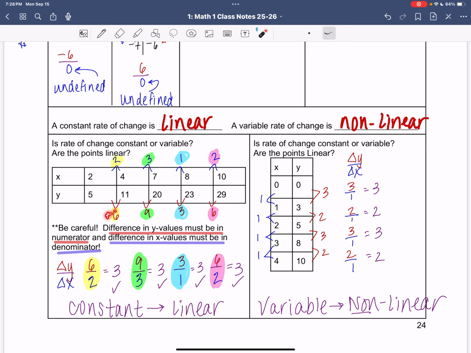11, you're going to add 6, and then to get from 11 to 20, you're adding 9, and to get from 20 to 23, you're adding 3, and to get from 23 to 29, you're adding 6. Now, right now that looks different, but remember, slope is a fraction, so you're going to have to find the y over your x. So we want to go ahead and do this way too.